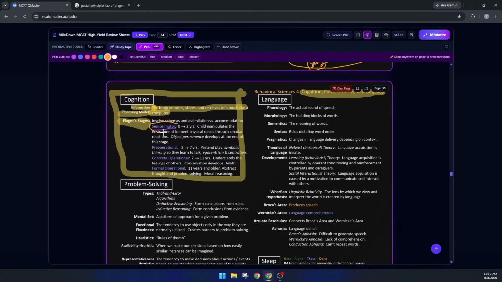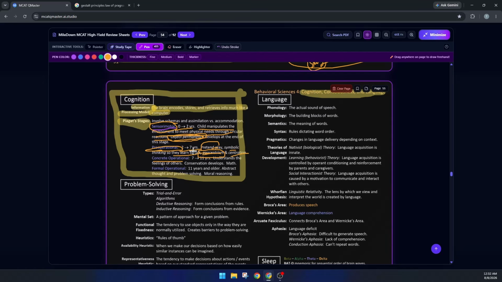But basically, Piaget stages, sensory motor, 0 to 2. The child manipulates the environment to meet physical needs through circular reactions. Object permanence, you need to know what object permanence is, develops at the end of this stage. Pre-operational period is around 2 to 7 years old for children, and basically they should have developed pretend play, symbolic thinking, so they learn to talk. And then egocentrism means like they think everything's about them, and centration.